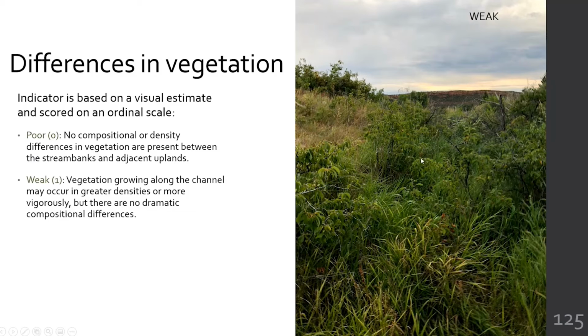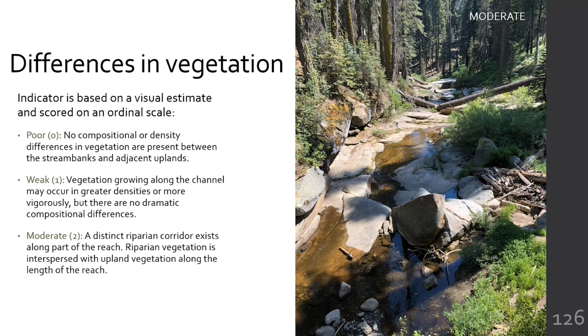And some of these shrubs are growing in uplands, so there aren't strong compositional differences. This is an example of a moderate channel. You have a distinctive riparian corridor with some plants growing at the margins that aren't found in the uplands. But there's plenty of terrestrial vegetation that does approach the channel itself. So there's a good deal of compositional overlap, but there is some distinctiveness.